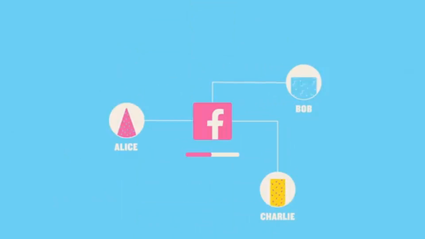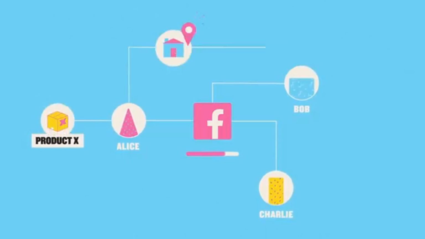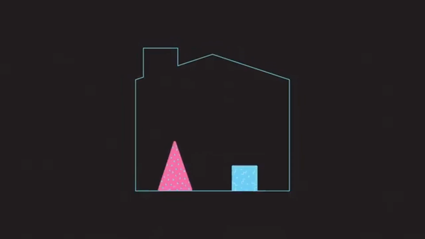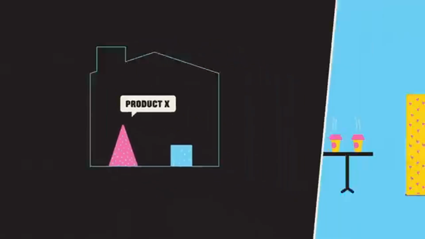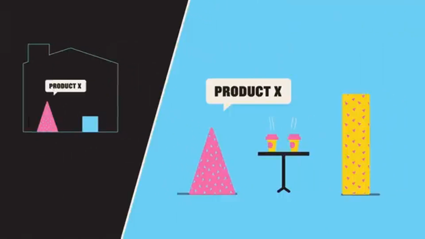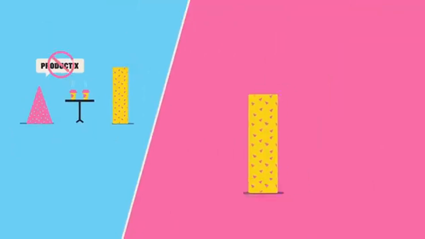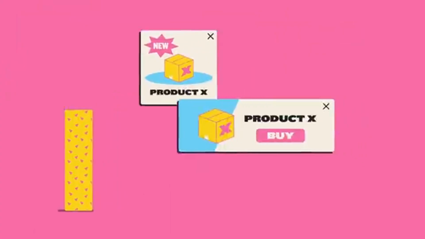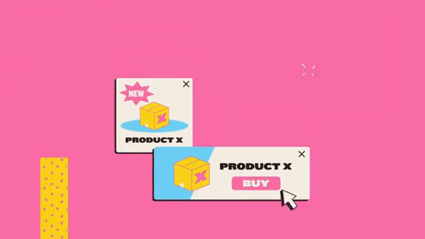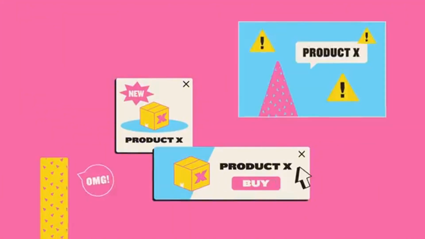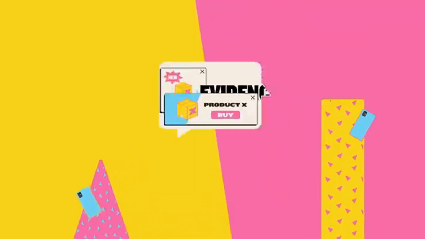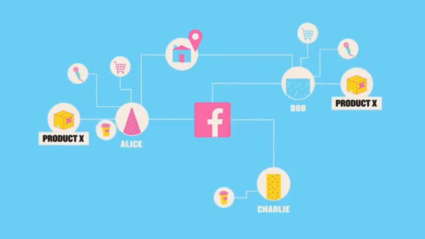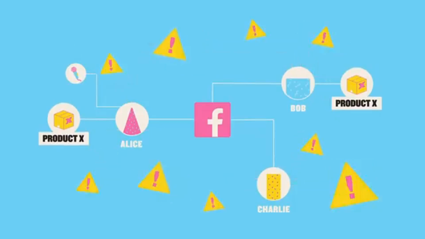Based on knowing about the three friends' shared interests, Alice's purchase, Alice and Bob's interaction, and Bob's subsequent purchase, Facebook deduces that A. Alice probably told Bob about product X. B. She might also have told Charlie about product X. And C. Even if she didn't, Charlie might be interested anyway. Soon after, Charlie starts seeing adverts for product X. Now, if Alice didn't tell Charlie, Charlie has no reason to think this advert is strange. But if Alice did tell Charlie, then both Alice and Charlie now think these adverts are direct evidence that their phones are listening to them. Even though the reality is far more complicated, and in my opinion, far more alarming.